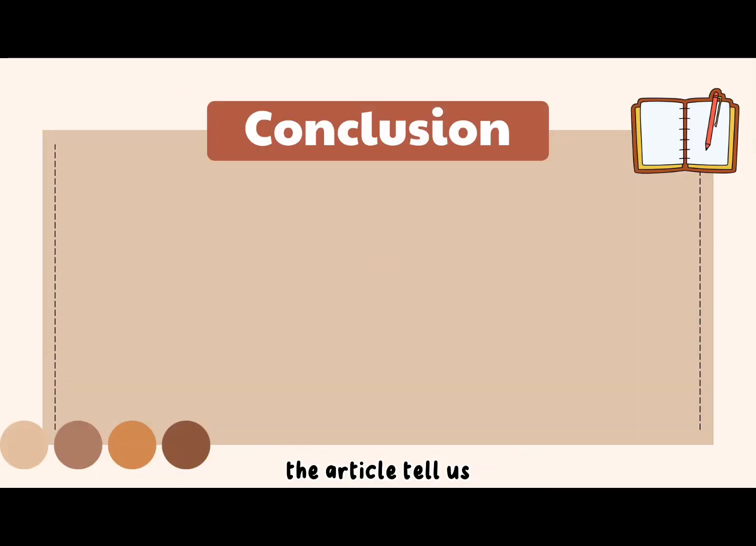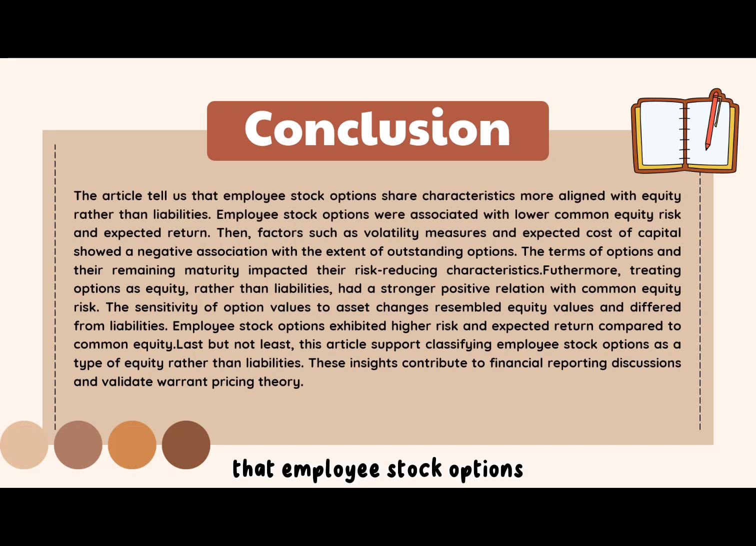For the conclusion, the article tells us that employee stock options share characteristics more aligned with equity rather than liabilities. Employee stock options were associated with lower common equity risk and expected return. Then factors such as volatility, measures, and expected cost of capital show a negative association with the extent of outstanding options. The terms of options and their remaining maturity impact their risk-reducing characteristic.